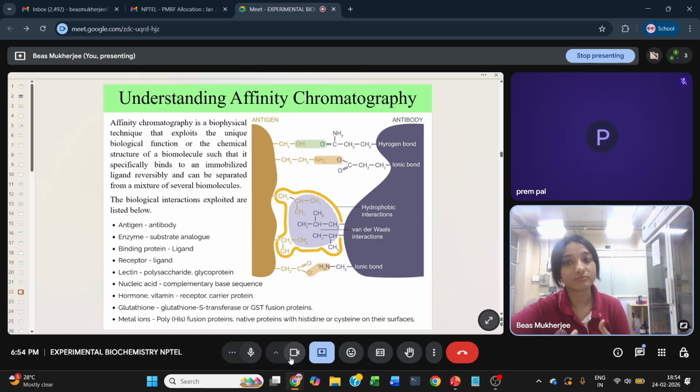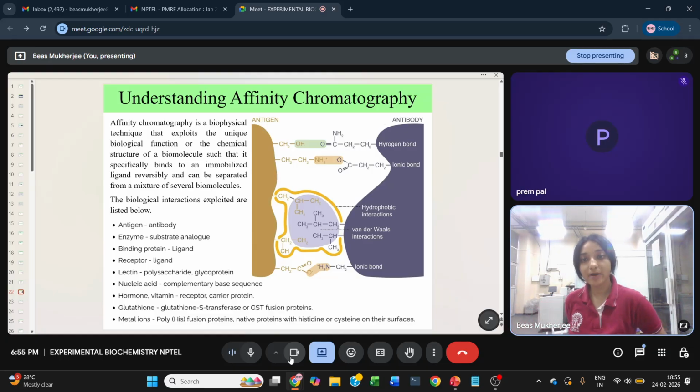Let's carry on. So all these unique biological interactions are taken into consideration for designing this particular technique. So the chemical structure of the biomolecule is such that it specifically binds to an immobilized ligand reversibly and can be separated from a mixture of several biomolecules. So the biological interactions exploited here are listed below. Antigen-antibody interaction, enzyme-substrate analog, not enzyme substrate because then the substrate would be used up, right? So we need something that doesn't get used up. So analog, binding protein and ligand.